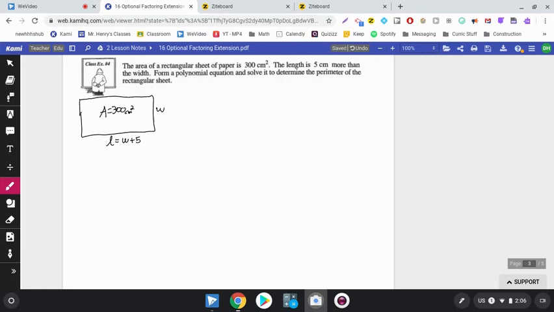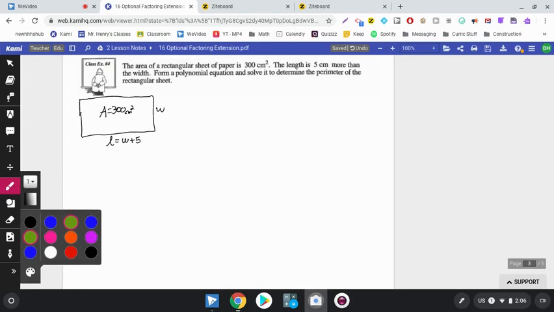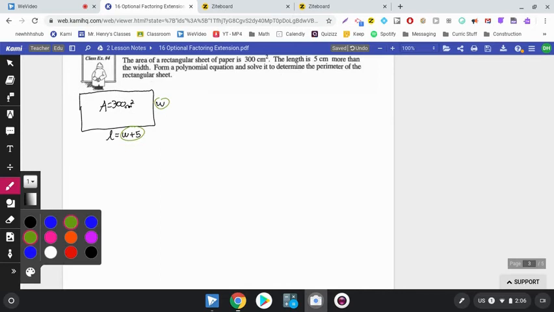So what that does is it allows me to talk about the width, and then the length I could just call W plus 5. So stating my variables and setting this up. And this is something we spent a lot of time working on in 20. Okay, so now that I have this, I need some sort of equation. And I'm thinking, well, I have length and width, or at least I can refer to the length and width. And I have the area. And what I remember is area is the length times the width.